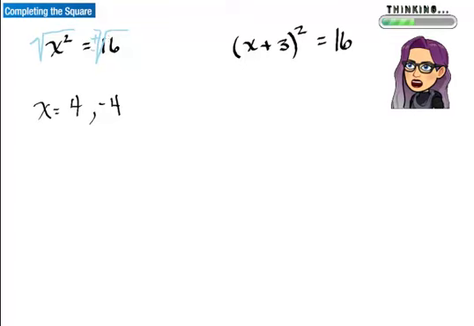Like I look at this problem here and I know that what's inside of here can either equal a 4 or a negative 4. How I would solve that one is I would take the square root of both sides, remembering my plus minus case. Rewriting, I'll get x plus 3 equals the positive square root of 16, or x plus 3 equals negative square root of 16.